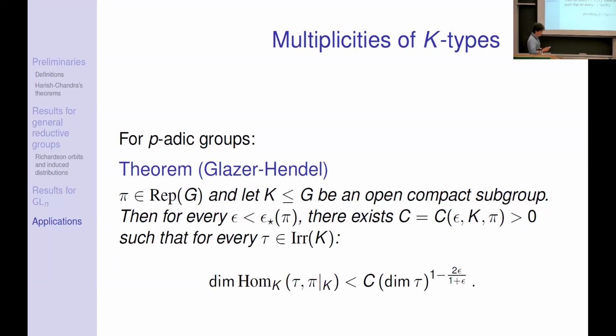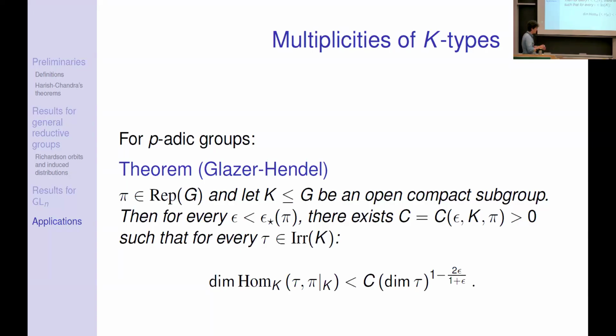So, multiplicities of k-types. When I say k-types, it's not Bushnell-Kutzko k-types. They call k-types anything. Basically you have a representation, maybe even of a real group, whatever. You restrict it to a compact subgroup and look at the reducible representation of that compact subgroup. That's your k-type. There are no other decorations that we're used to in the p-adic setting.